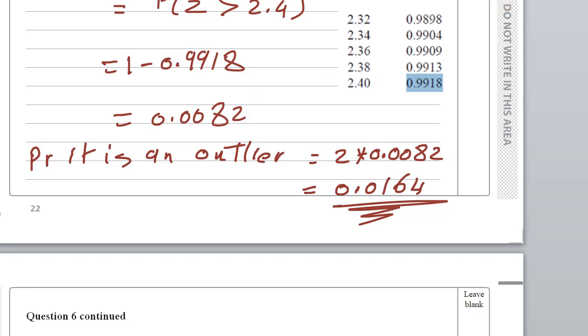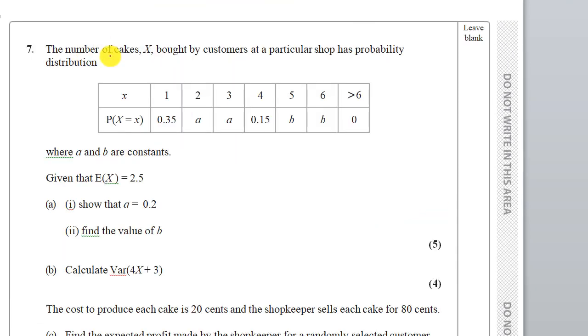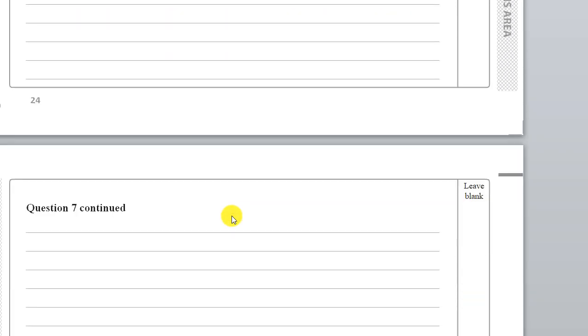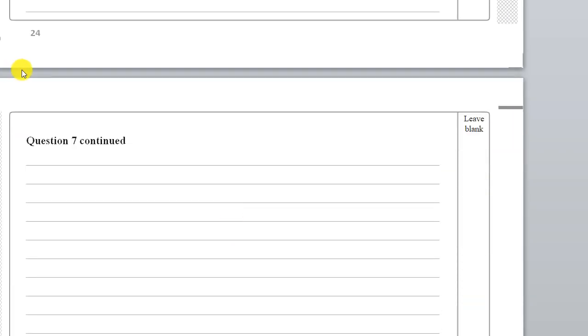Let us go ahead to another one. The number of cakes X bought by customers at a particular shop has probability distribution according to the table where A and B are constants. Given that the expected value of X is equal to 2.5, show that A is equal to 0.2. So expected value equal to 2.5. So let us now start.